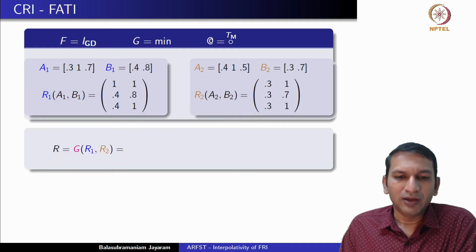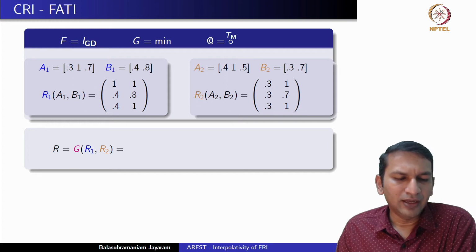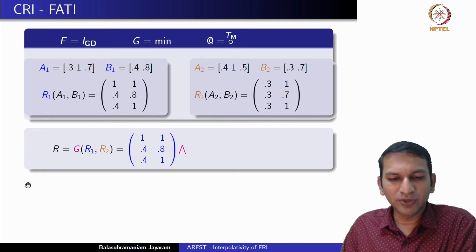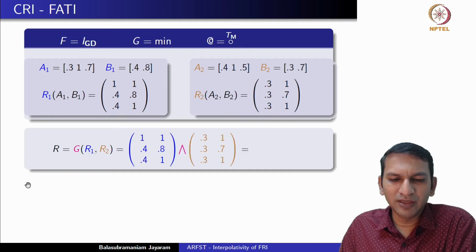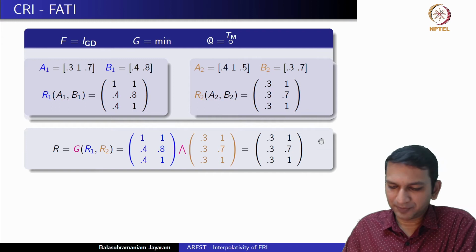Now, what do we do next? We are in the realm of FATI. The inference strategy that we are using is first aggregate, then infer. So we are taking these two relations and aggregating them using min. It's a component-wise aggregation. So it is clear to see that this is the final relation we get.